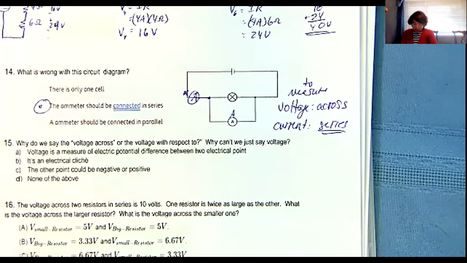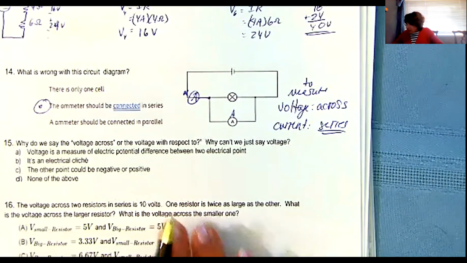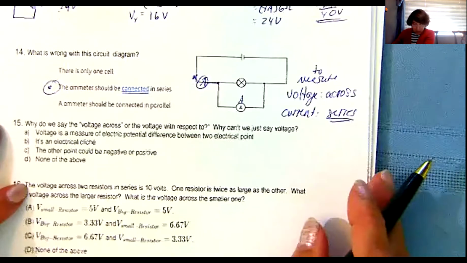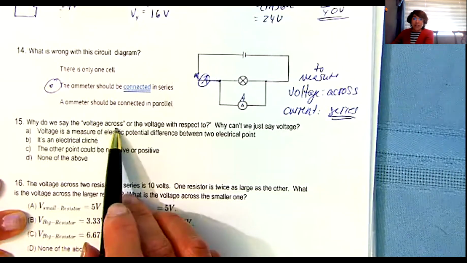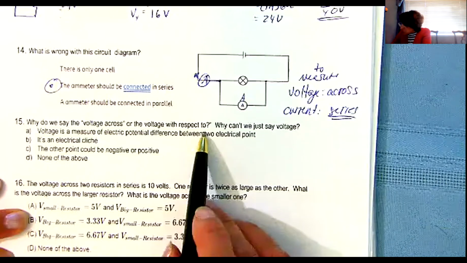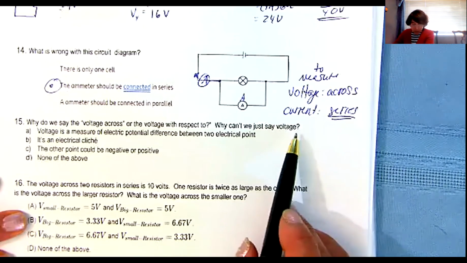All right, let's finish up this worksheet. We're almost done here. I'm going to give this one to Ashley. Why do we say voltage across or the voltage with respect to? Why can't we say voltage? Okay, here are our choices.